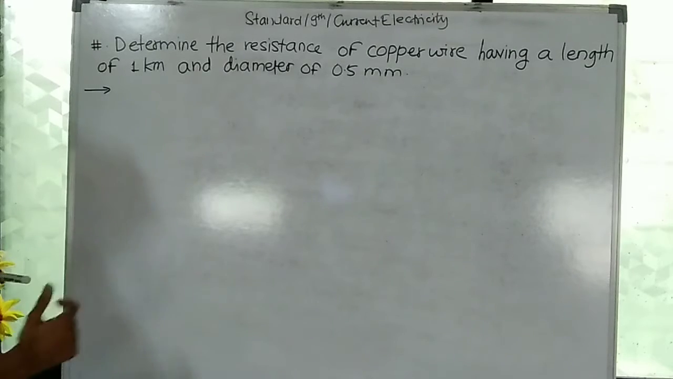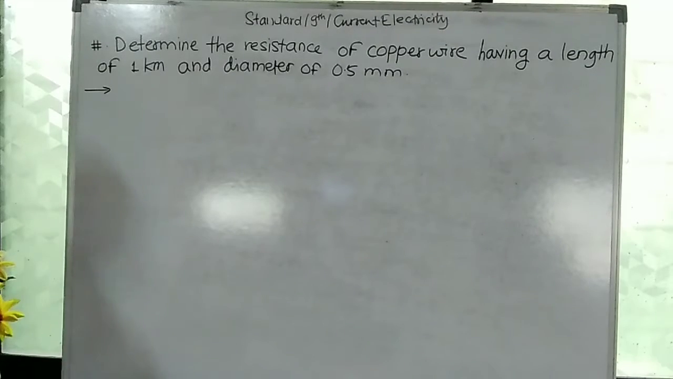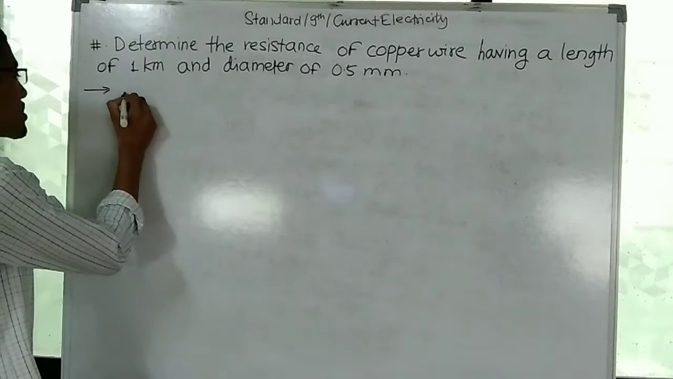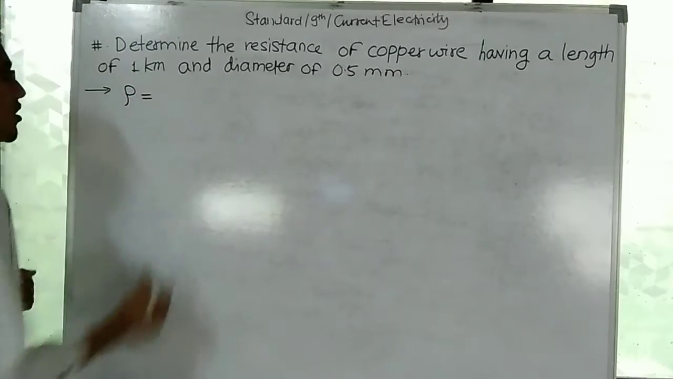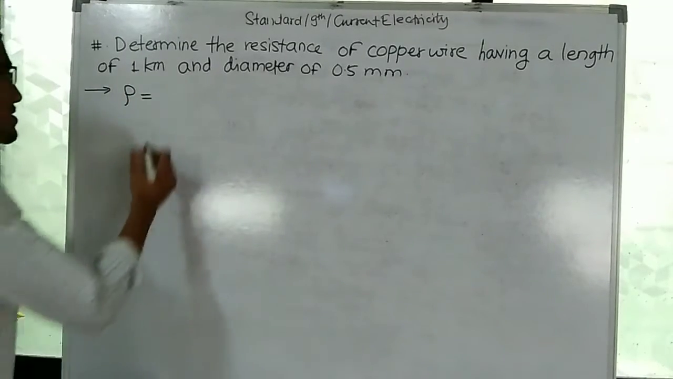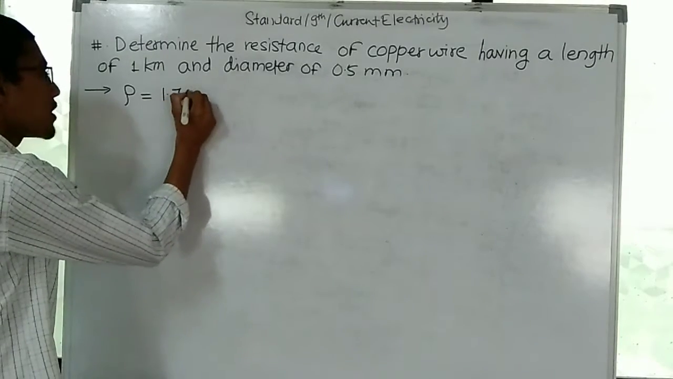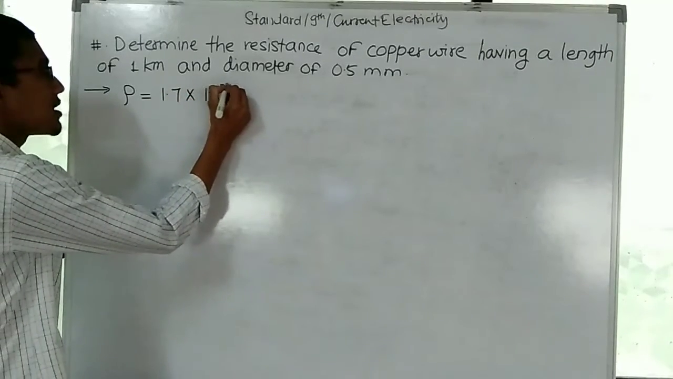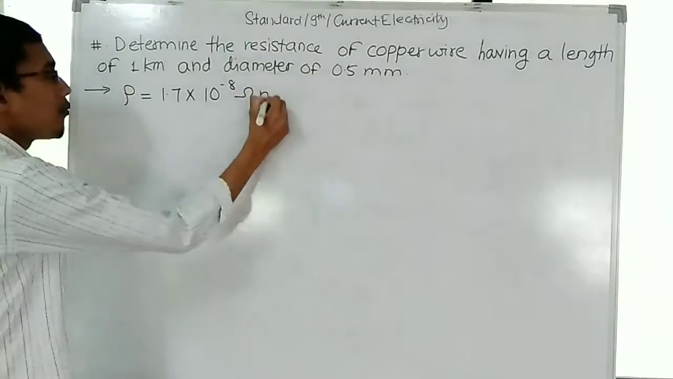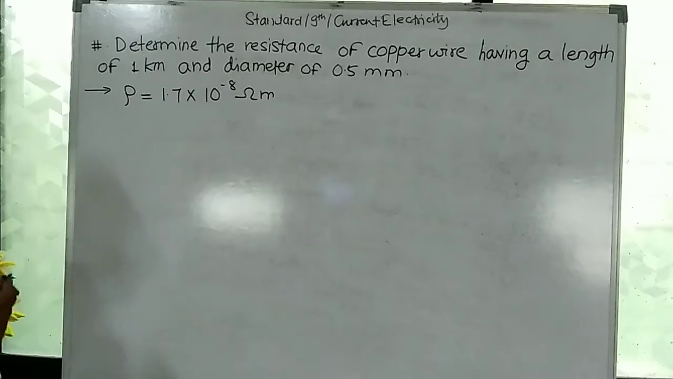Okay, the conducting wire is which one? It is copper. So we must know the resistivity of copper. The resistivity of copper wire is 1.7 into 10 raised to minus 8 ohm meter. So this is the resistivity of copper.